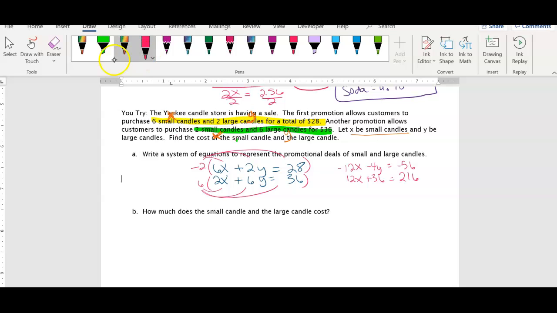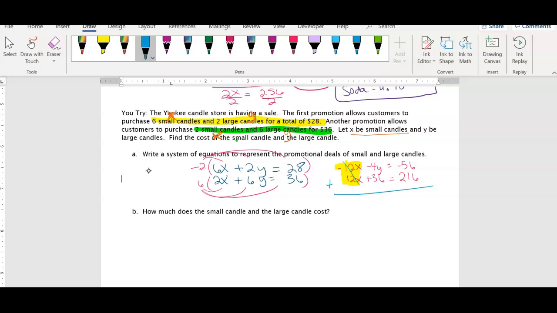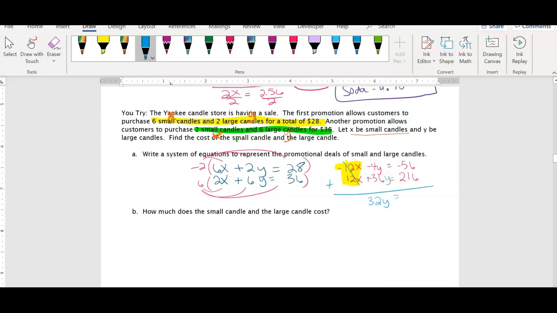So now I have created 2 equations that have our x value the same digit, opposite signs, so when I add them together, the x's will cancel. So the x's cancel. Negative 4 plus 36 is 32y. Oops, I forgot to put my y there. Equals, and then negative 56 plus 216, I'll use the calculator for that. Negative 56 plus 216 equals 160.